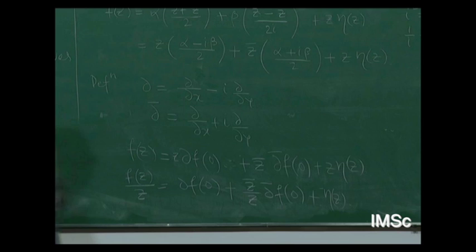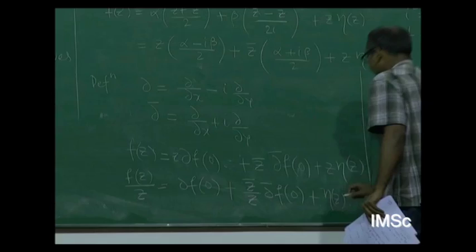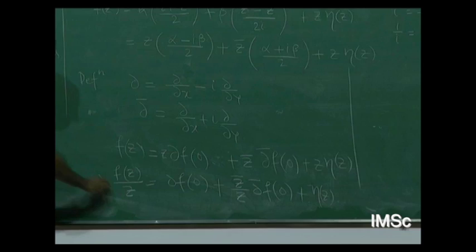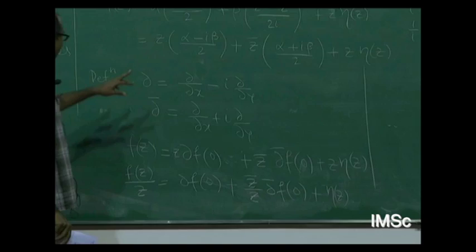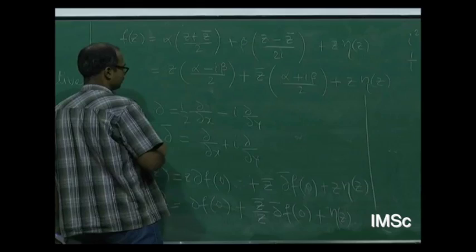Now let us take z going to 0. So when z goes to 0, this should be the derivative at 0. Yeah, sorry. Half is missing. Yes, there is a half. I put a half here. Yeah, sure, thank you. This half has to be there.